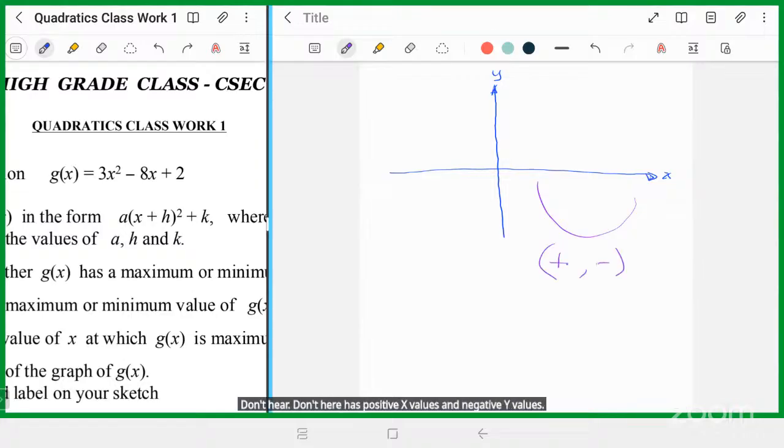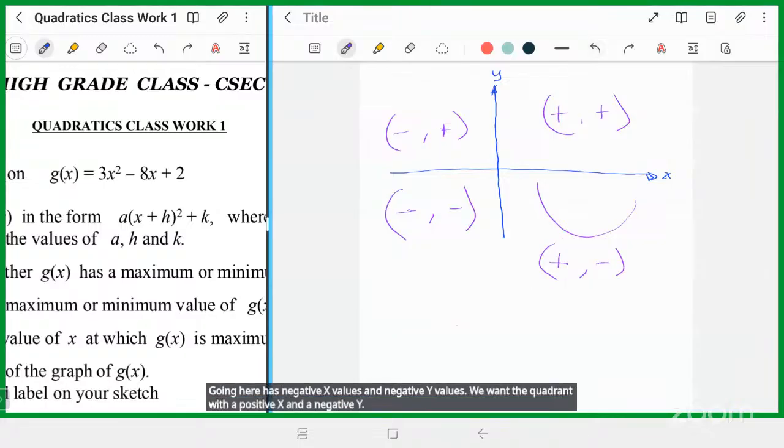Up here has positive x values and positive y values. That's not what we have. Over here has negative x values and positive y values. Down here has negative x values and negative y values. We want the quadrant with a positive x and a negative y.